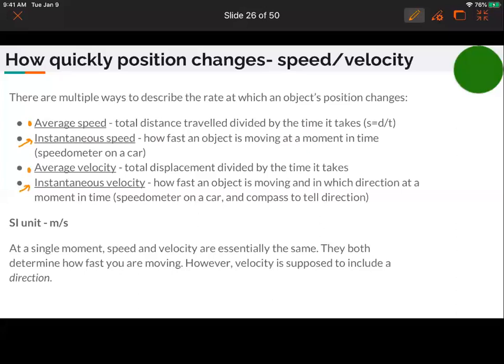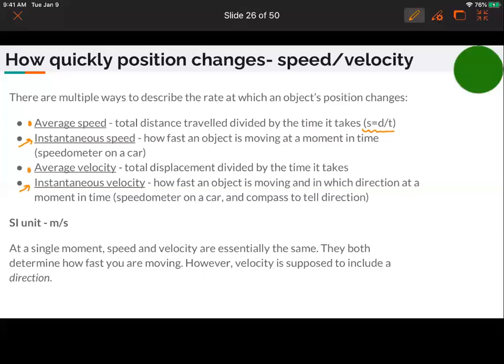The average speed is the total distance traveled divided by the time it takes. And we have an equation here. Speed is distance divided by time. Instantaneous speed is how fast an object is moving at a moment in time. So it's like what your speedometer says on your car.